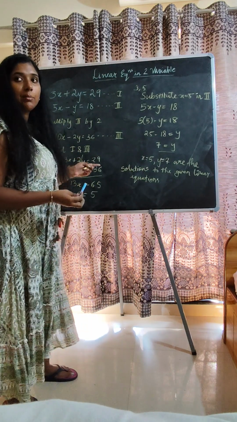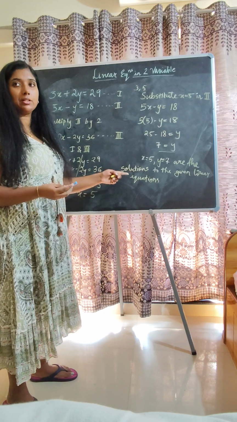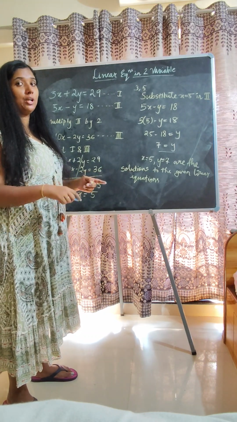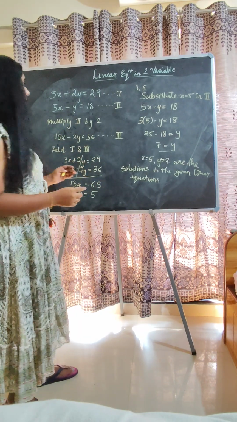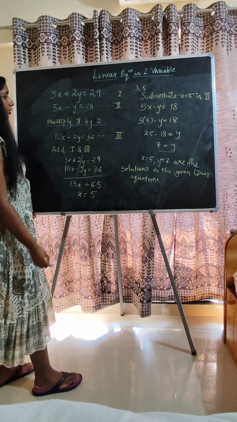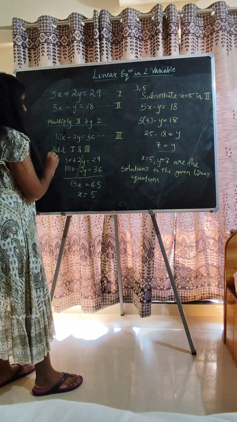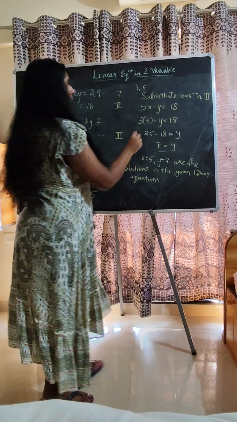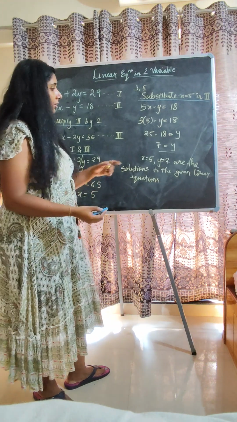You may solve the sum however you feel, but if you don't write the statements of what you are doing, then the examiner will not understand what you are trying to do. So every step should have a statement. For example, if I am multiplying by 2, I need to mention this statement. If I am adding 1 and 2, I have to mention this statement. If I am substituting, I have to mention this statement.